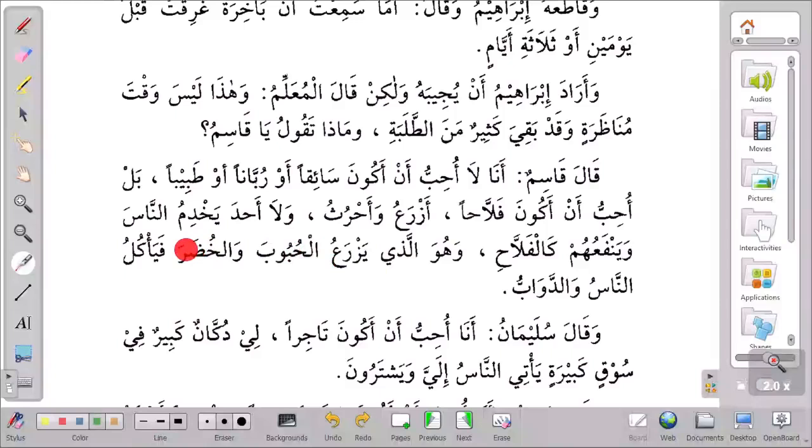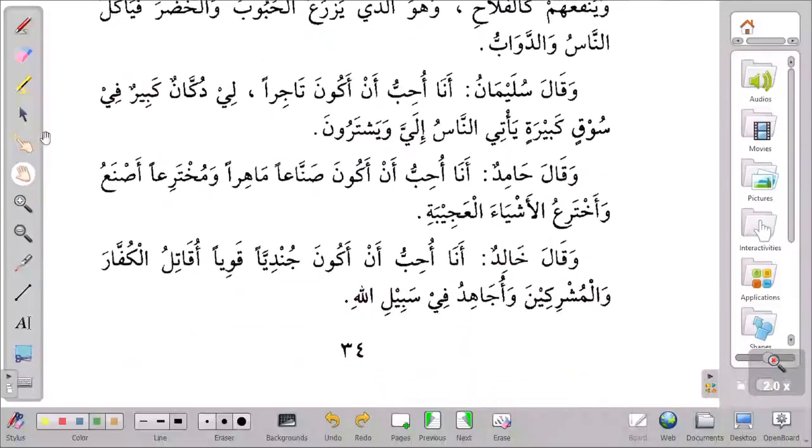وَالْخُضَرَ, and then the vegetables. That's what we call khudar. We have seen this one previously. Khudar, fayakulu, and then fayakulu nas, and then the people eat. What about dawab? Dawab is the plural of dabba. Dabbatun is a moving creature. Dawab is the plural, moving creatures.